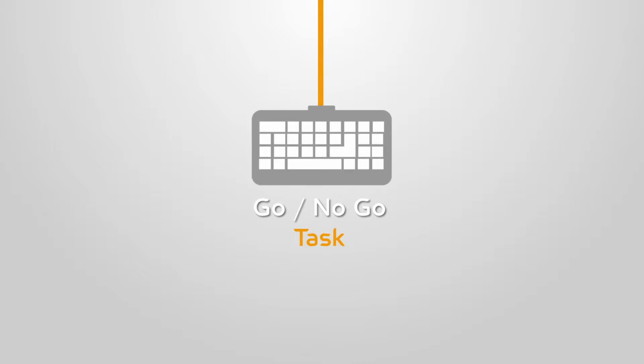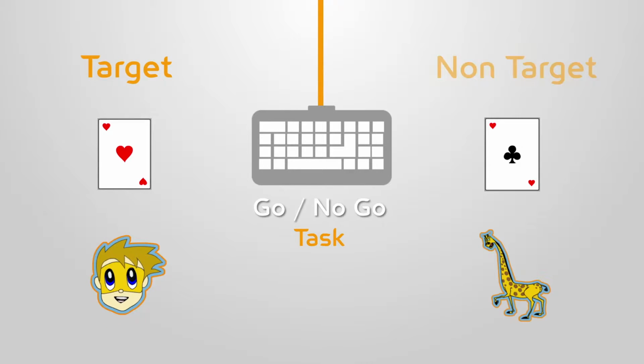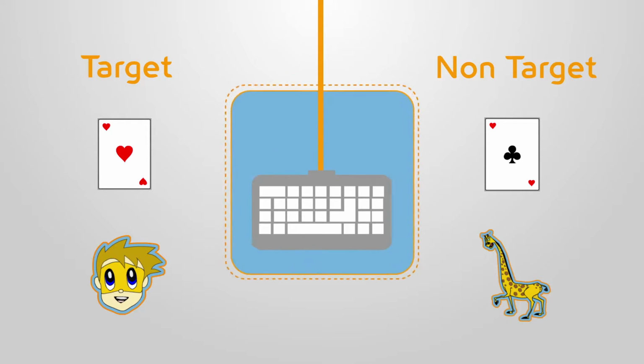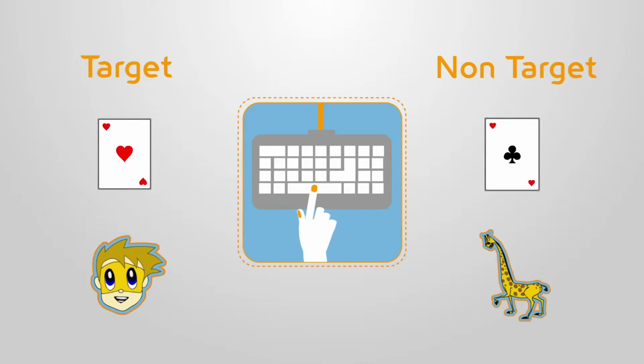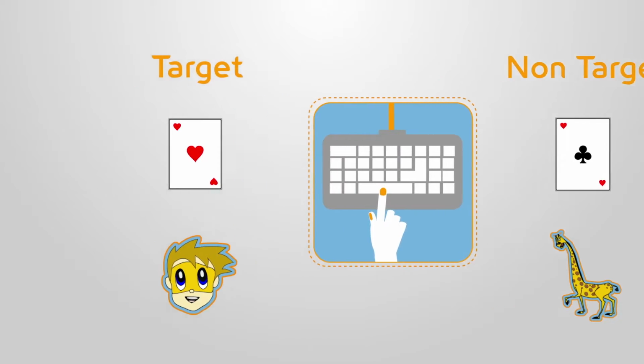The test is based on a simple go, no-go task. This basic task contains target and non-target elements appearing at the center of the screen. The patient is instructed to respond as fast as possible and to press the spacebar once and only once each time the target element appears.